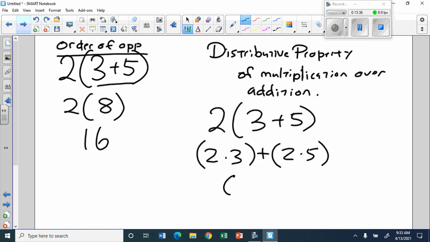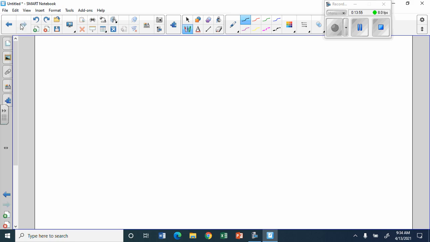So now we get 6 plus 10, which is 16, which is the exact same answer we had. Does that make sense? I hope it does. So basically now we can do this with multiple different signs of numbers.